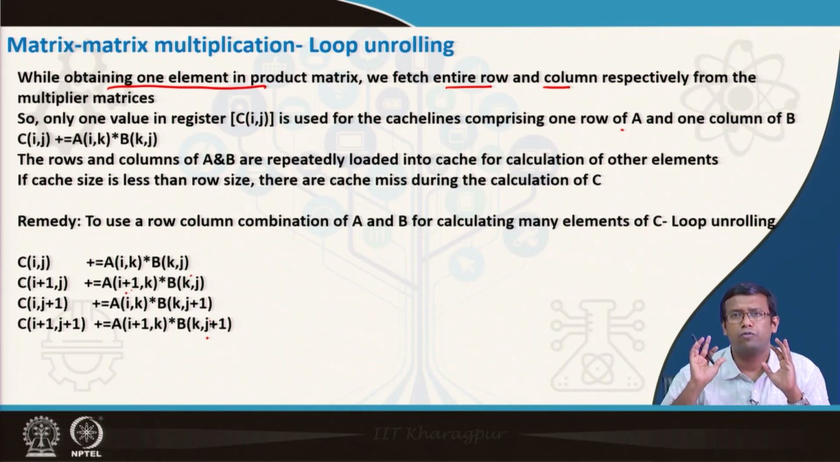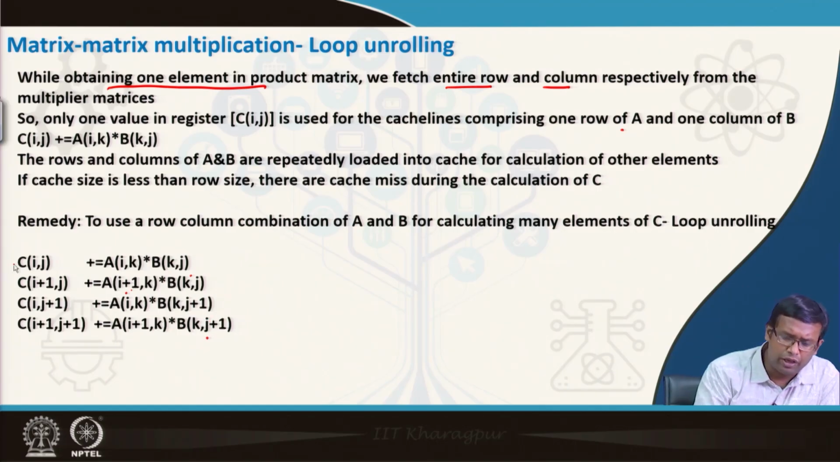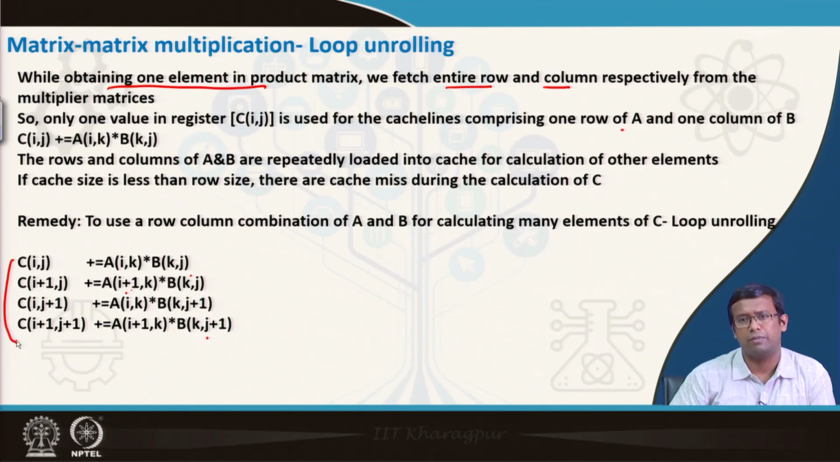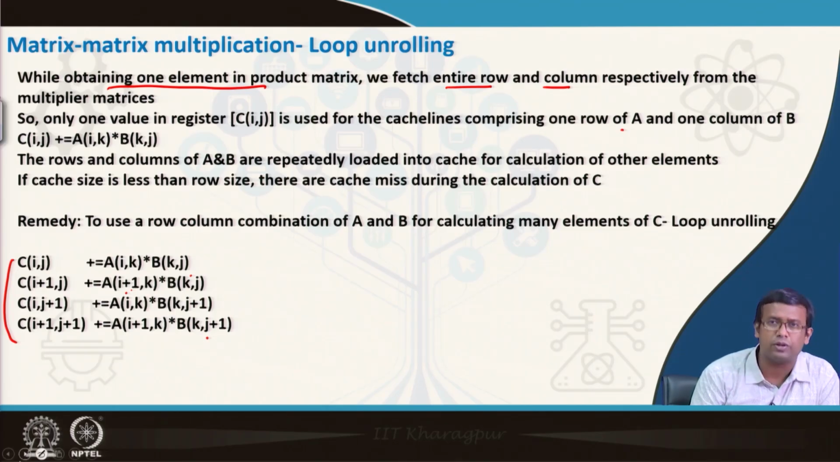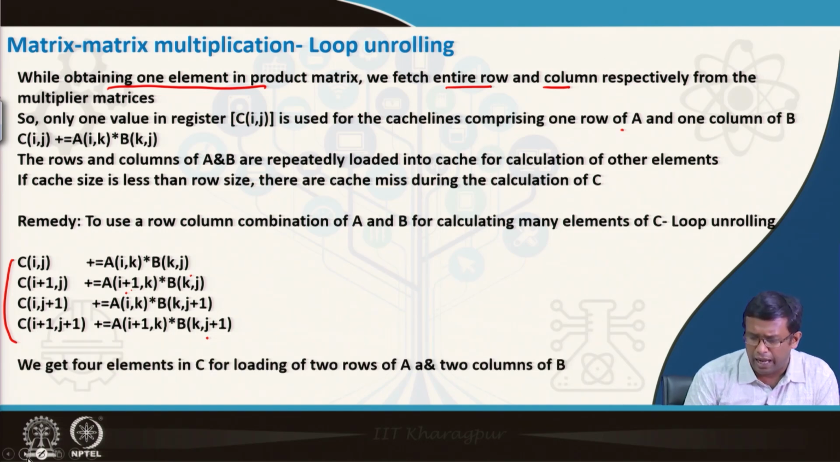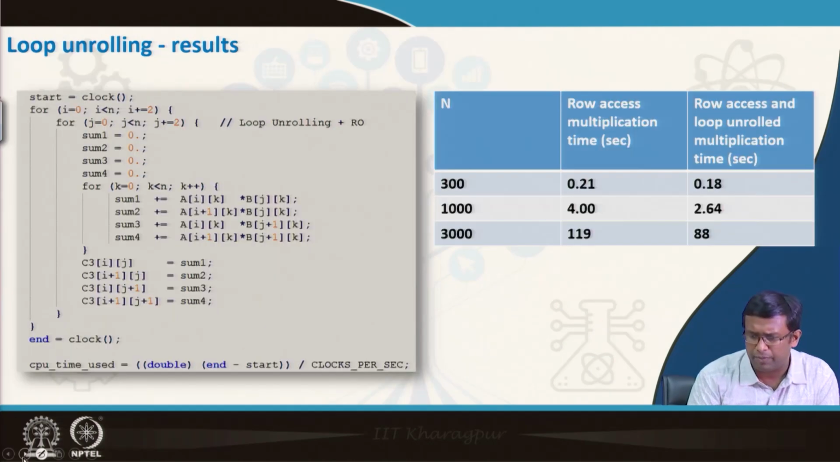We are reading 2 rows of A, 2 columns of B, and doing 4 calculations of C elements. Here we are reading 1 row of A, 1 row of B, and only doing 1 calculation. Here we are in total reading 2 rows, 2 columns, doing 4 cache readings, and 4 calculations. So, more calculations are done as compared to the memory access, and we can see the performance.